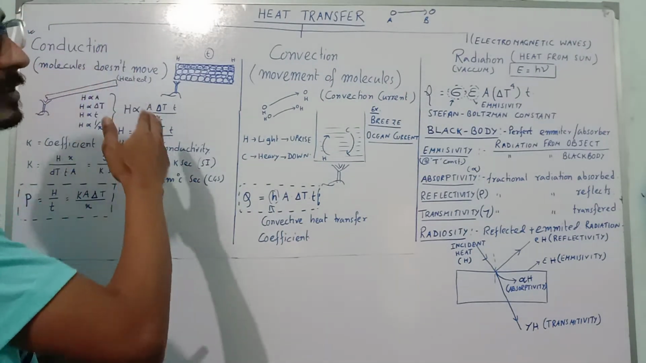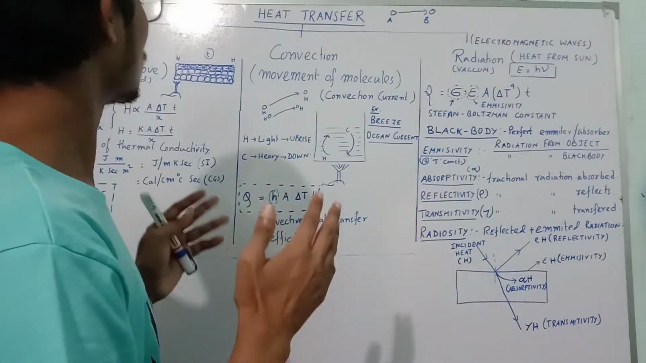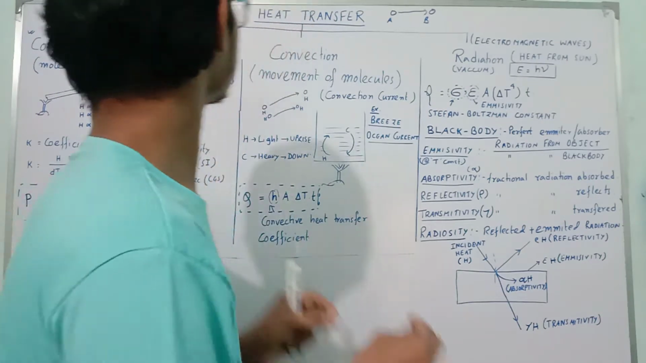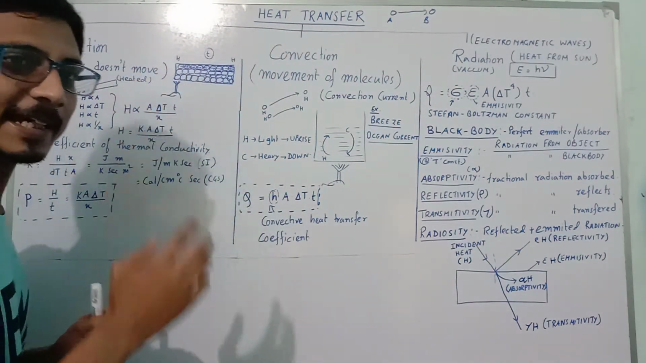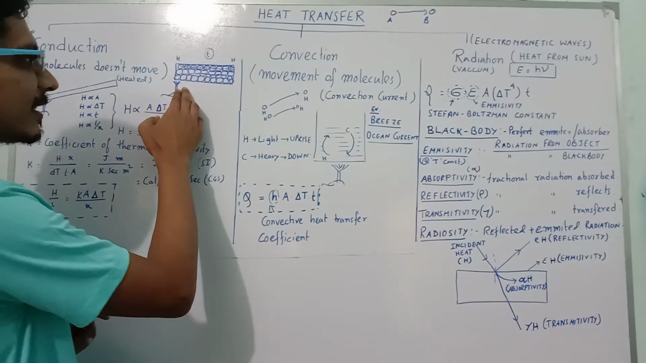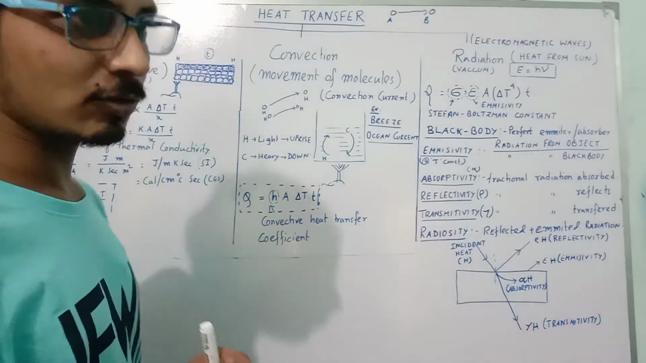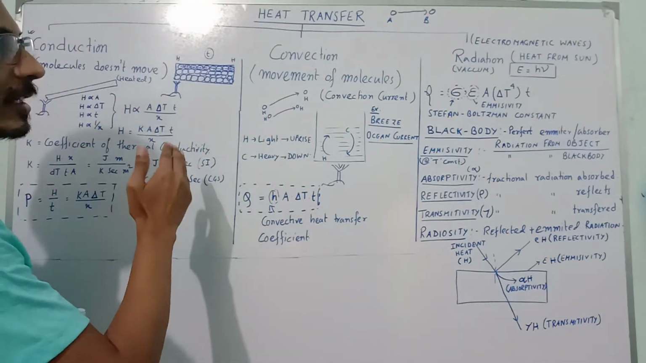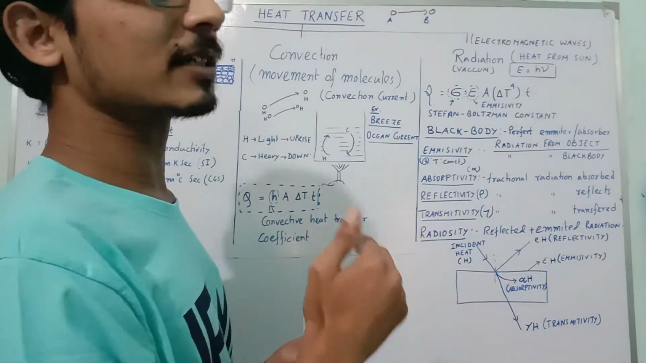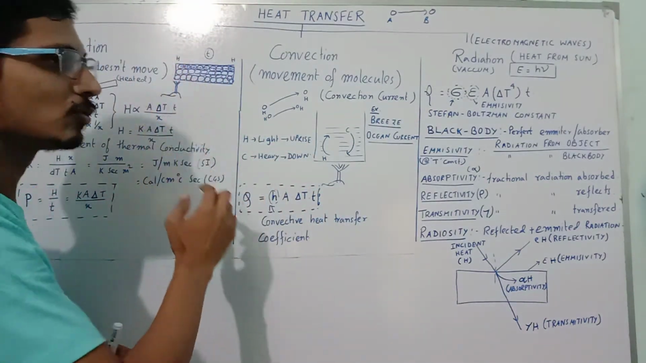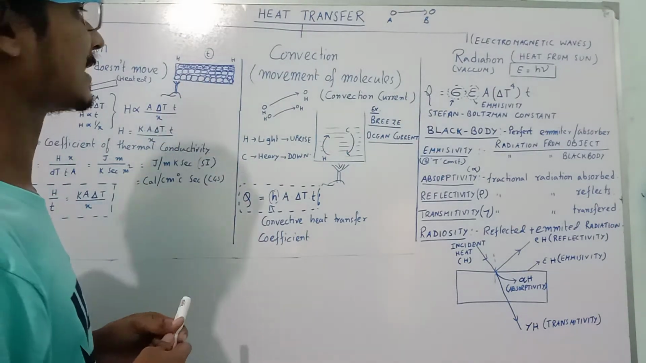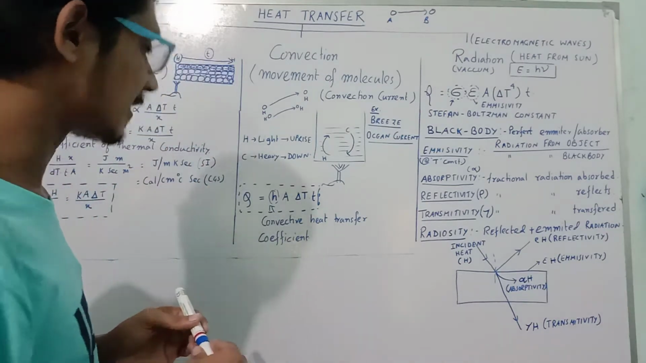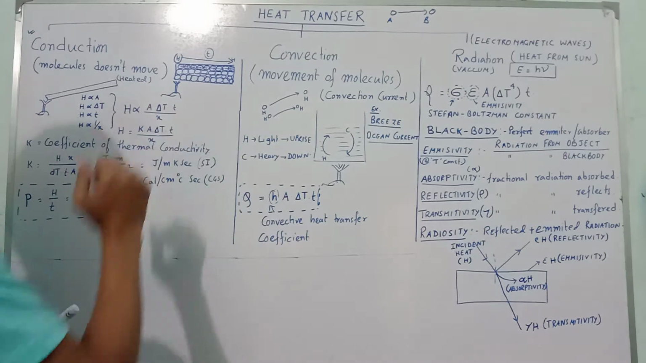This conduction type of heat transfer is totally based on the principle of calorimeter. When one molecule near the heating region is heated, the adjacent molecule will also get heated because of the difference in temperature between the two molecules. So after some time, heat is transferred from molecule to molecule and reaches the other end of the object.